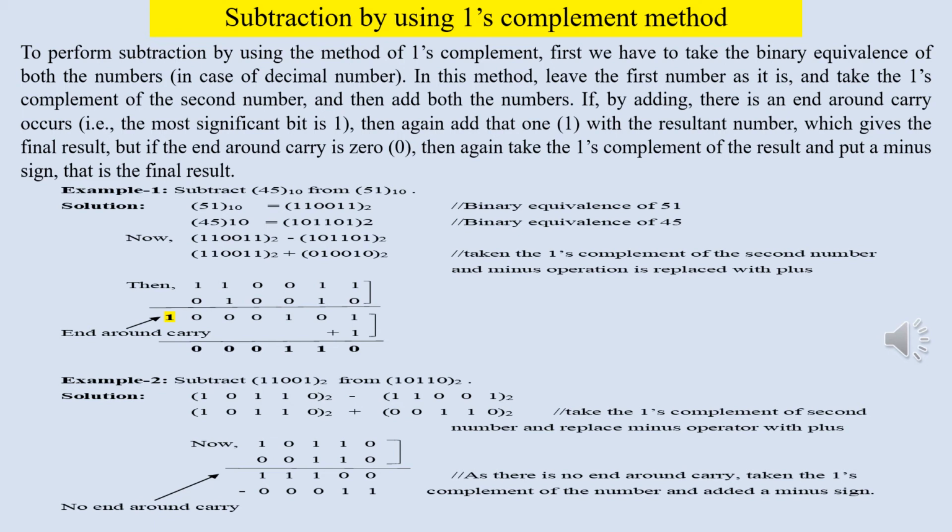To explain the same, we have taken two examples. In example number 1, we want to subtract binary number 45 from 51. As the numbers are in decimal form, first we have to find their binary equivalents. The binary equivalent of 51 is 110011. Similarly, the binary equivalent of 45 is 101101. Now we have to leave the first number as it is, and take the complement of the second number. Then we have to add both the numbers.